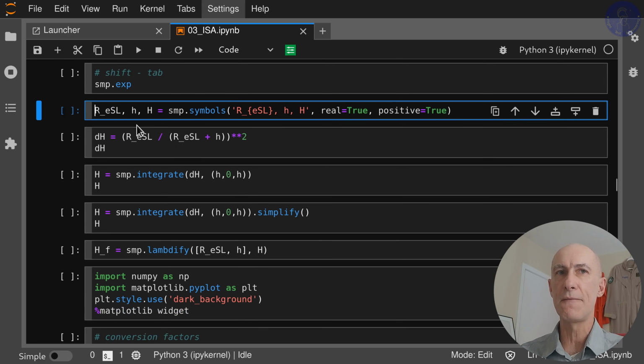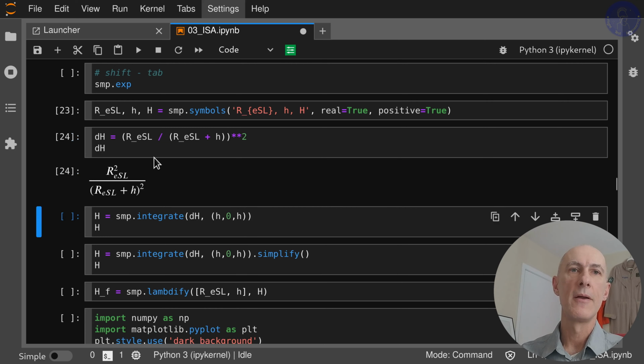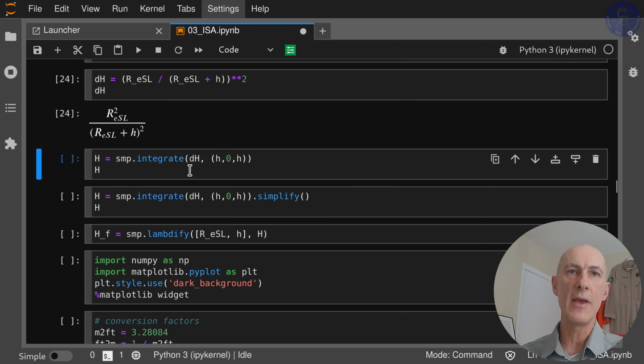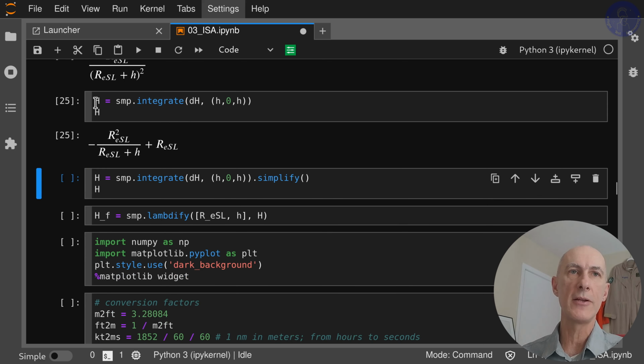in our case here, let's define the symbols that we want, which are the radius of Earth, tapeline height and geopotential height. Let's tell Sympy that they are real and positive. And we can define the element that we're going to be integrating, like we saw from Newton's law. And now we can just tell Sympy to integrate dh with regards to h from 0 to h. And then you get this expression, big H here, as the result. We can then tell Sympy to simplify this expression.